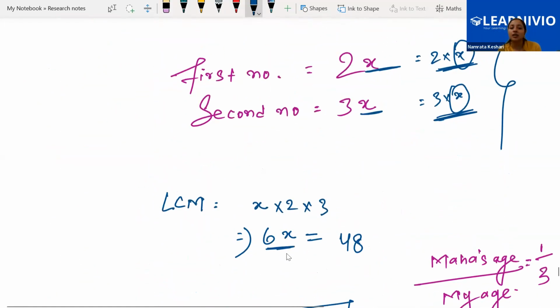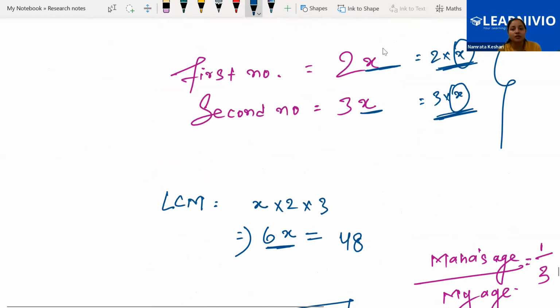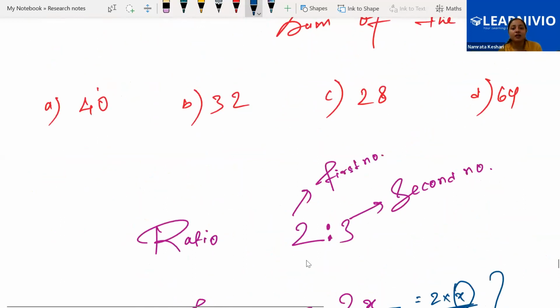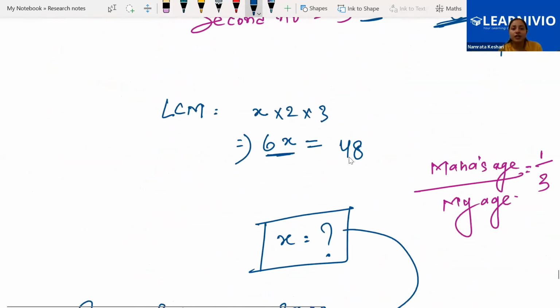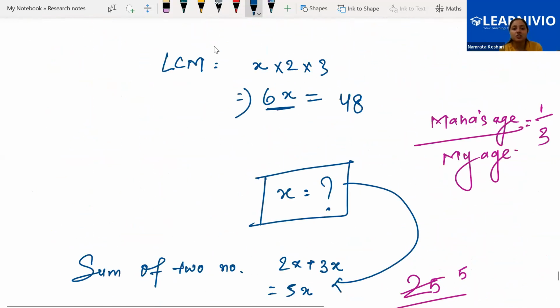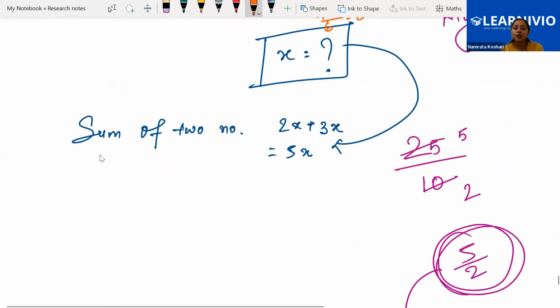And we realize that 6x will be the LCM, according to our assumption. But in the question, it is given that LCM is 48. So we wrote 6x equals 48. From there, we got the value of x. Once we have the value of x, we can directly find the sum of the two numbers. Let me check. A few students have responded that the first option is the correct option. So 48 by 6 is 8. The x value we got is 8. Yes.